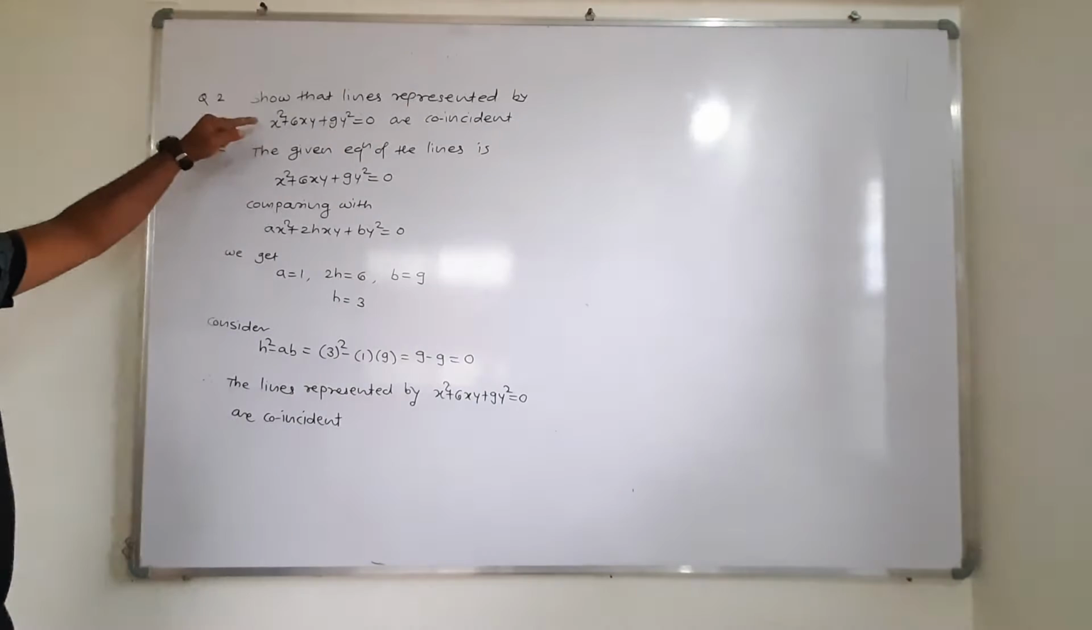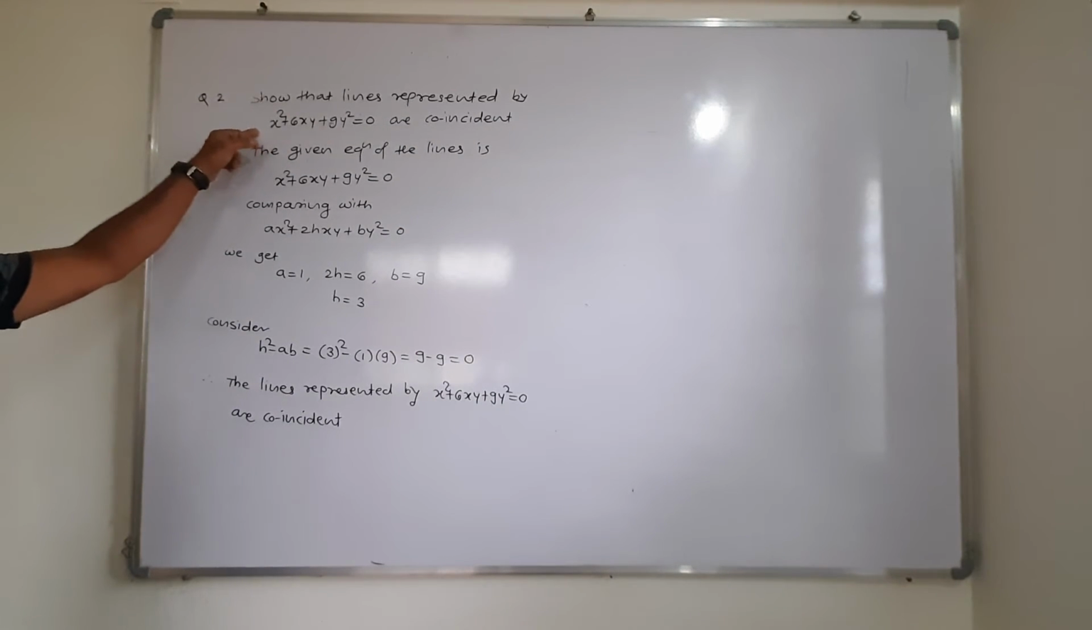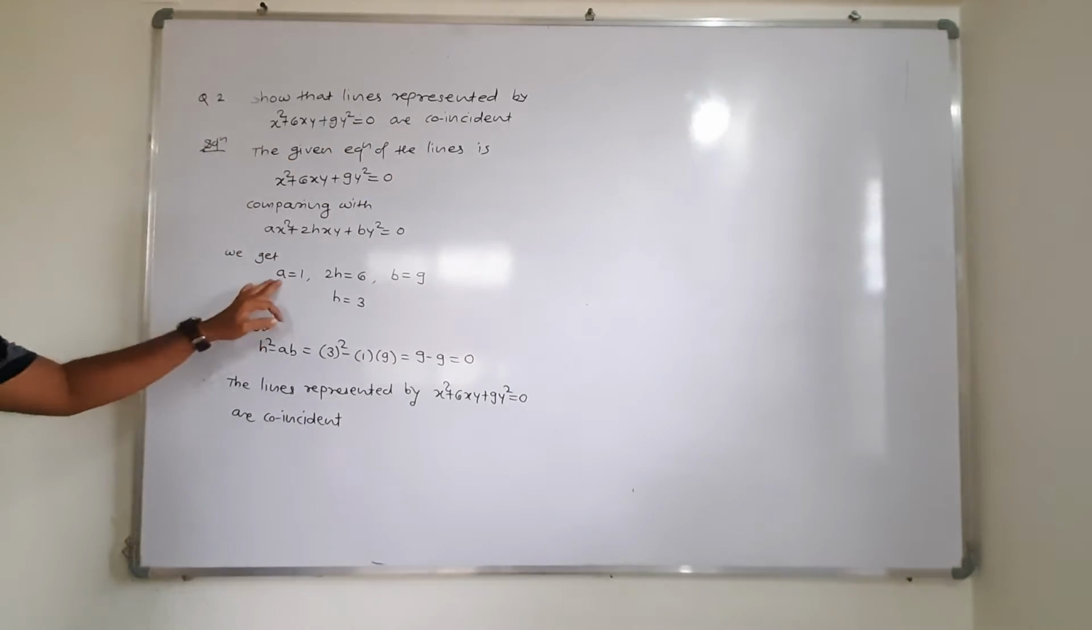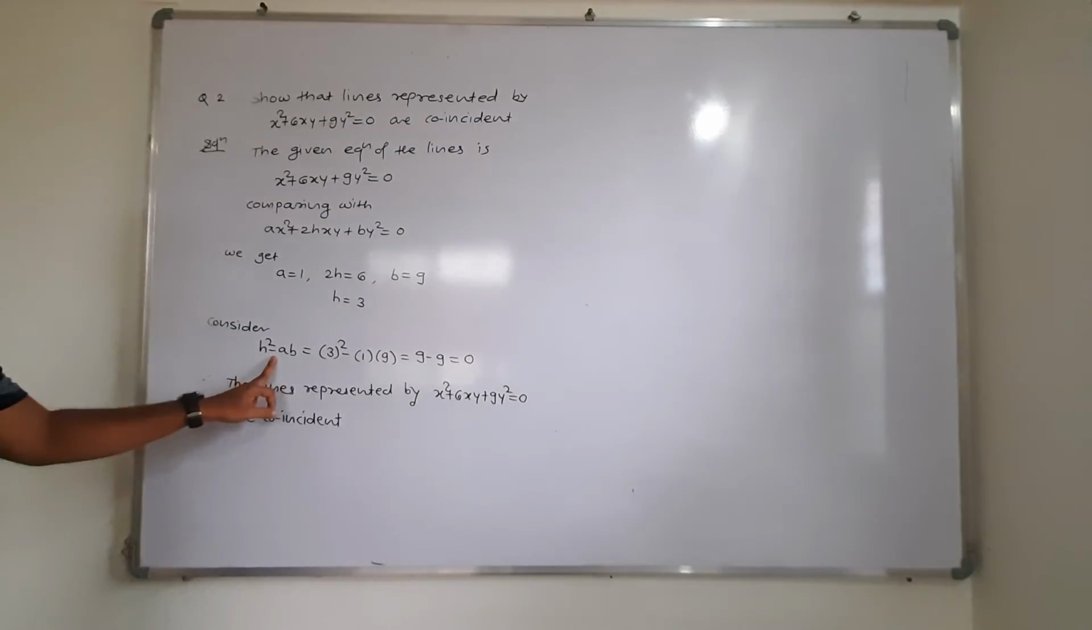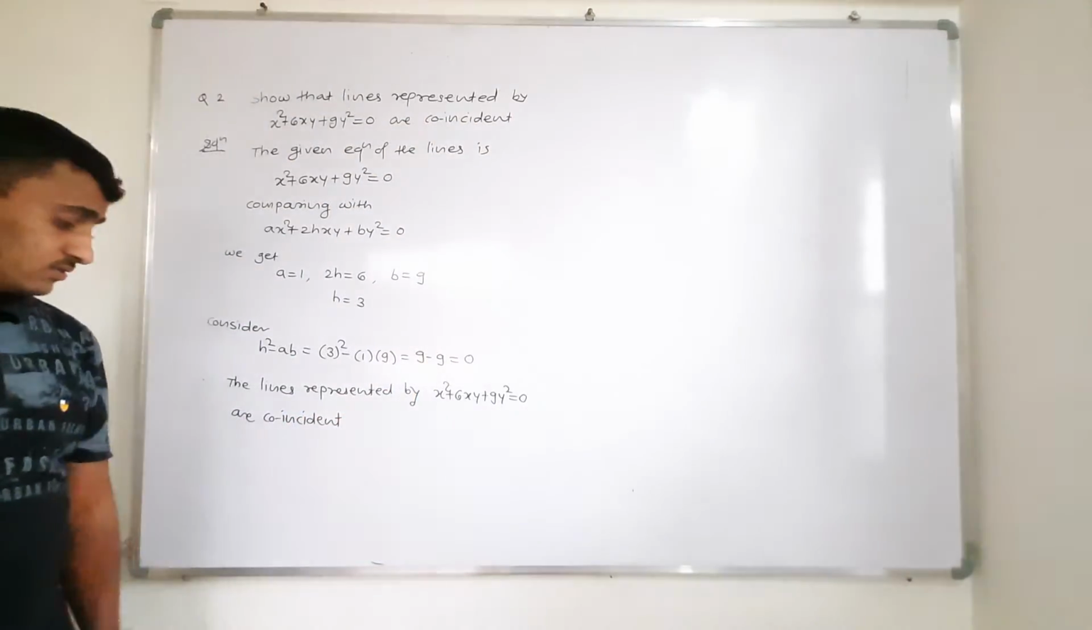The question asks to show that the lines are coincident. We just have to show that the condition is satisfied, that is h square minus ab is equal to 0. From the given equation, by comparison find a, h, b. Now consider h square minus ab. If it is 0, then the lines represented by this are coincident.